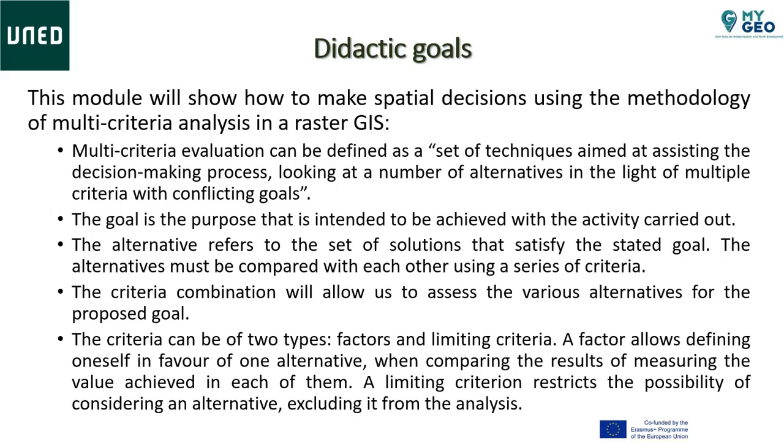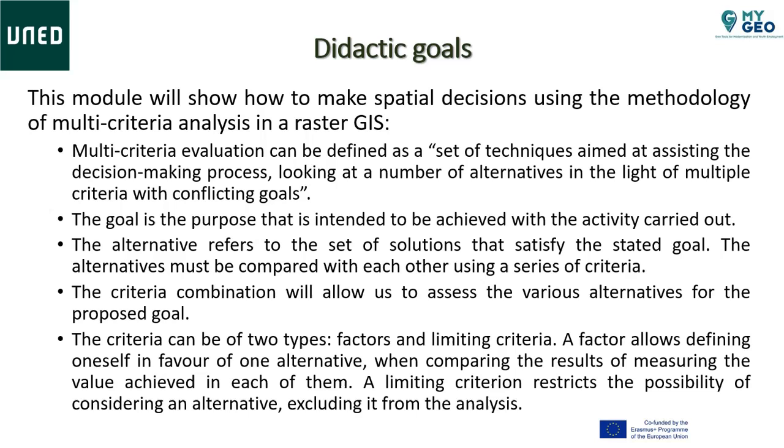The alternative refers to the set of solutions that satisfy the stated goal. The treatment of this type of geographic problems through a raster model, common when using GIS as a spatial analysis tool, allows us to refer to each cell or pixel as a working alternative. Therefore, the alternatives to compare will be each of the cells into which the territory under study has been divided.